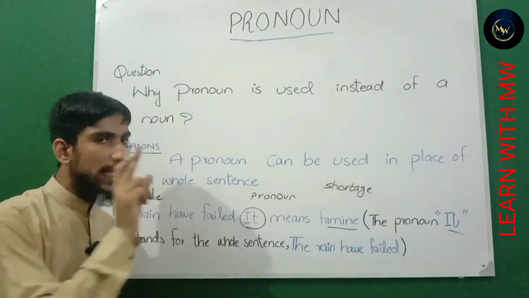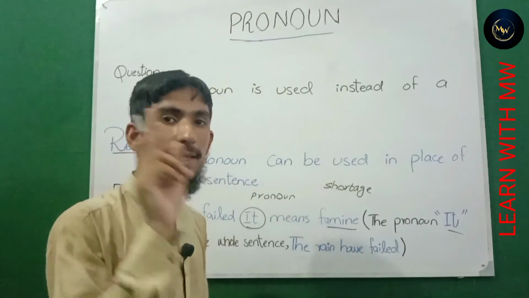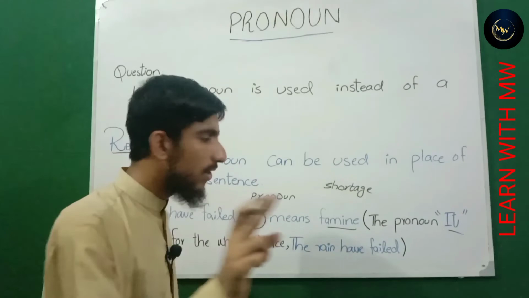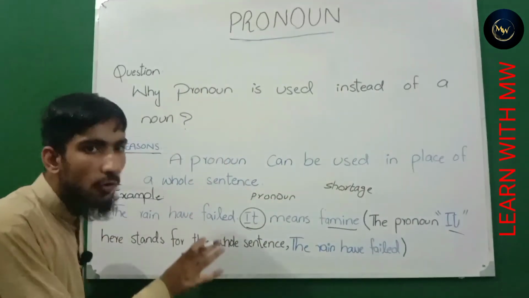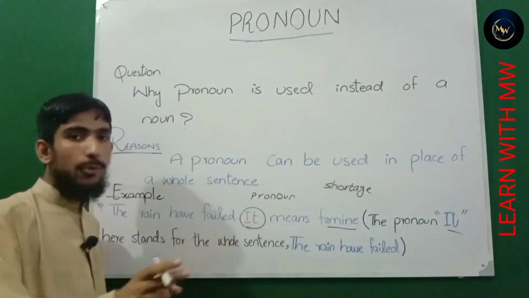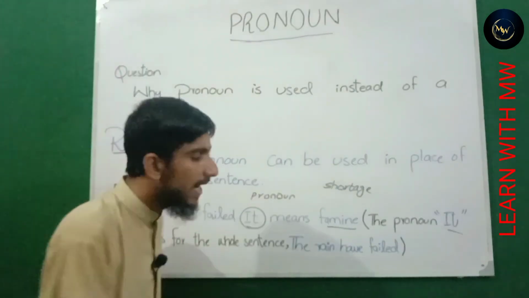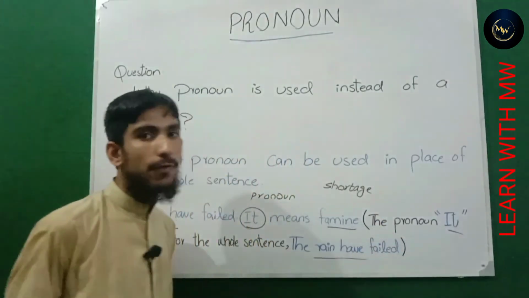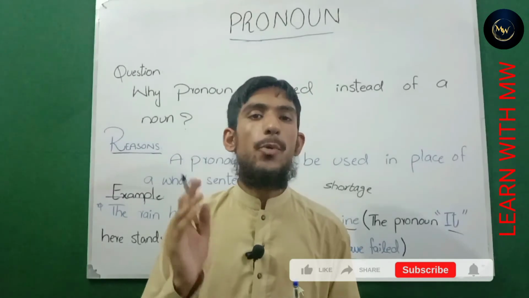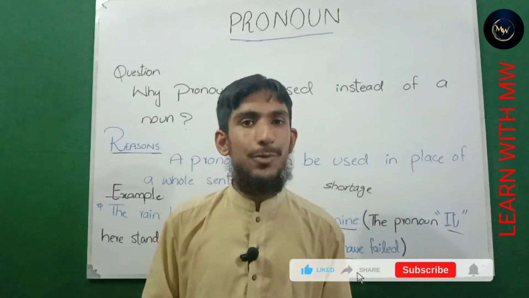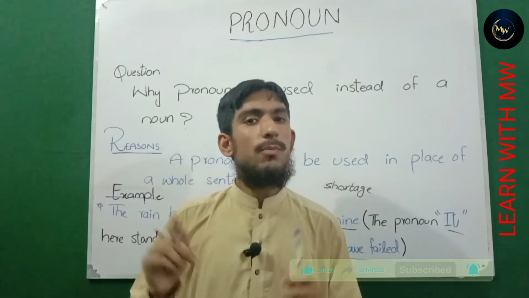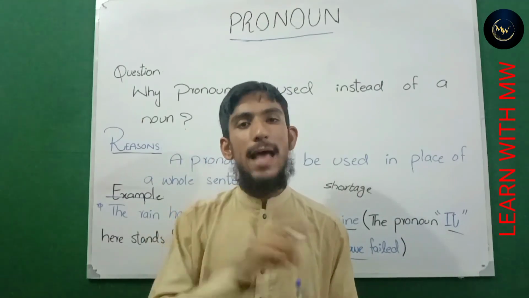Again, a pronoun can be used in place of a whole sentence. So for example, the rain has failed, so it means famine. Now it is basically a pronoun, and the pronoun it here stands for the whole sentence, and the whole sentence is the rain has failed. So we have discussed the three reasons why a pronoun is used instead of a noun. Hope you guys understand why a pronoun is used instead of a noun.